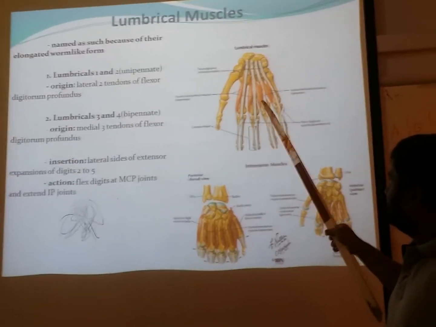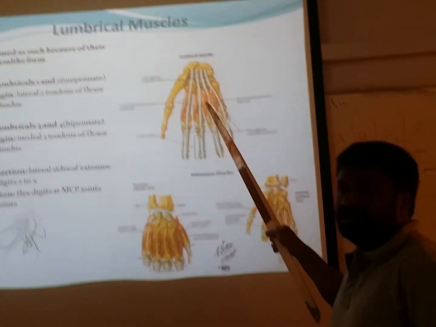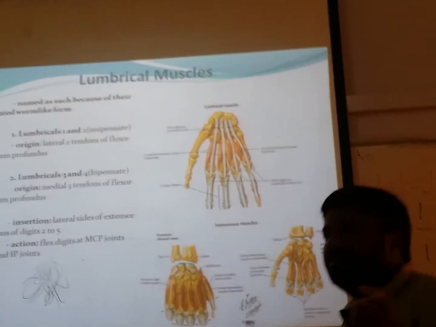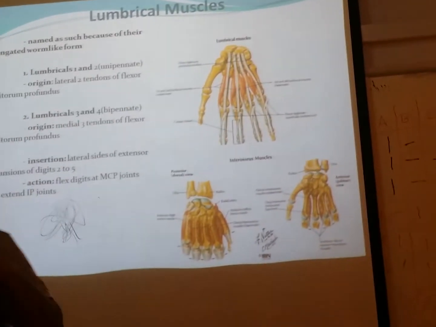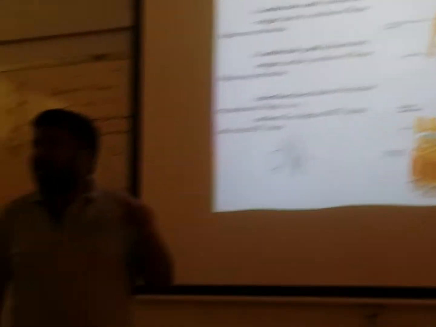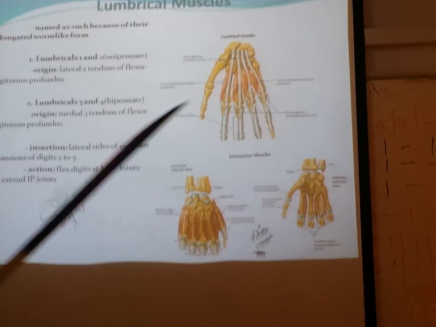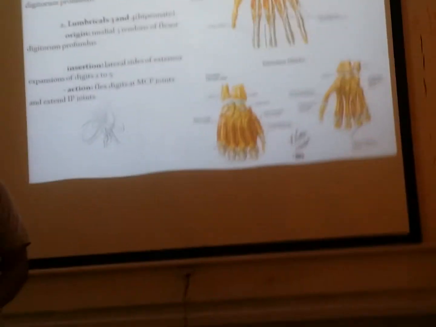Adjacent sides of the third arising from the adjacent side of the second and third tendon, and the fourth from the adjacent side of the third and fourth tendon. Am I clear? So the first and second lumbricals are unipinnate, the third and fourth are bipinnate. And if you observe their distal attachment, they go to the dorsal digital expansion.